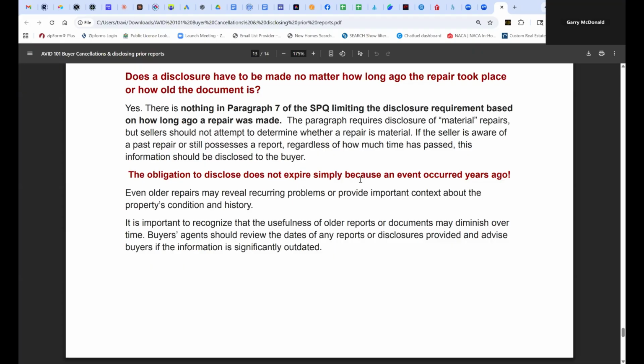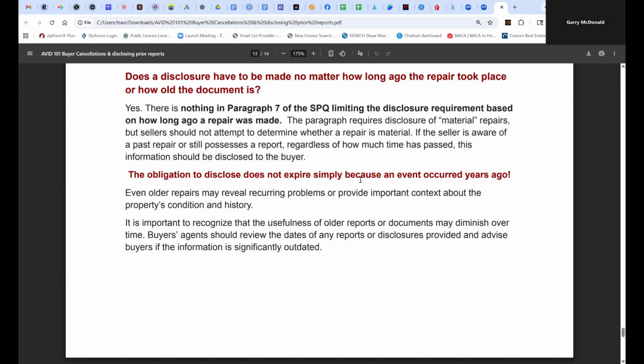If the seller is aware of a past repair or still possesses a report, regardless of how much time has passed, this information should be disclosed to the buyer. The obligation to disclose does not expire simply because an event occurred years ago. Even older repairs may reveal recurring problems or provide important context about the property's condition and history.